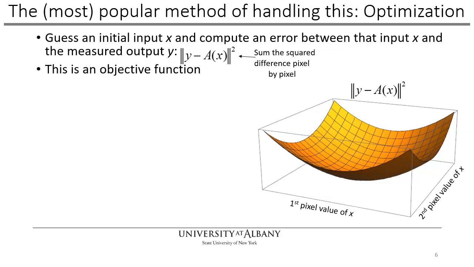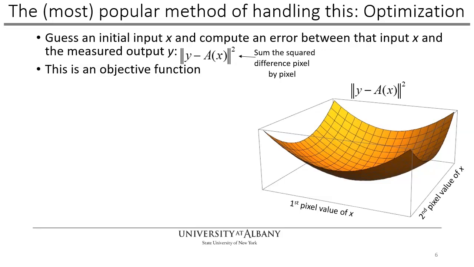What output would we get for this particular input field? And then we can compute an error between what would come out of the system for our guess at an input field and what we actually measure, Y, at the output of the system. If they're not the same, then at each pixel there will be an error. When we take Y minus A of X at a pixel, that will be non-zero because it can go positive or negative. We square it.